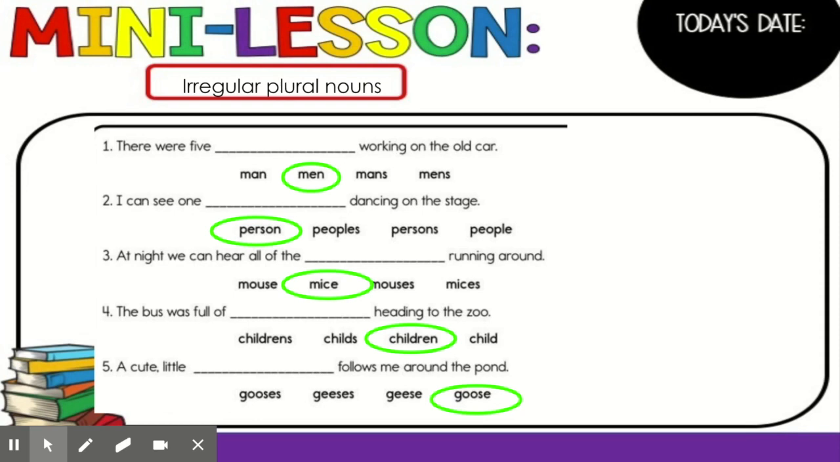And lastly, number 5, a cute little goose follows me around the pond. So the correct irregular plural noun in this sentence is goose. All right, so please make sure that you have corrected any sentences that you may have gotten incorrect.